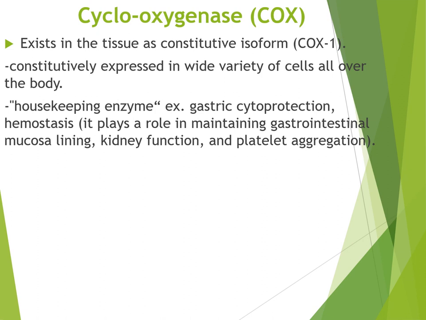Cyclooxygenase exists in the tissue as a constitutive isoform. This type is COX-1, constitutively expressed in a wide variety of cells all over the body, so in physiological conditions. It works like a housekeeping enzyme, responsible for gastric cytoprotection and hemostasis. It plays a role in maintaining the gastrointestinal mucosal lining, kidney function, and platelet aggregation.